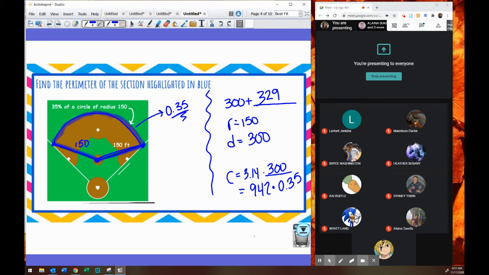So then how do you find the total rest of the perimeter? 300 plus 329. 629. So your entire blue perimeter is 629. So with these weird shapes, break it into chunks, find the straight edges, and then just find the circumference of a circle and see how much of it is left.